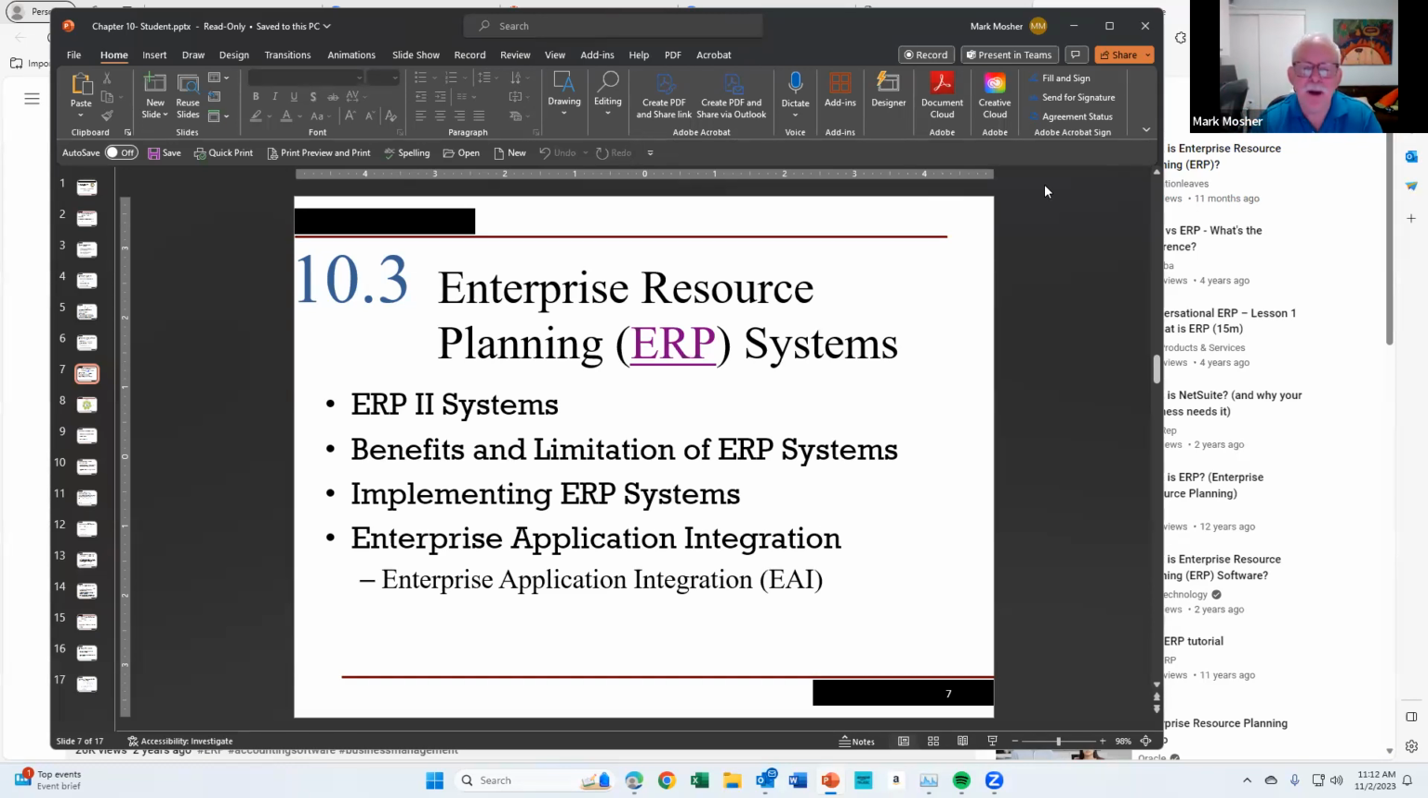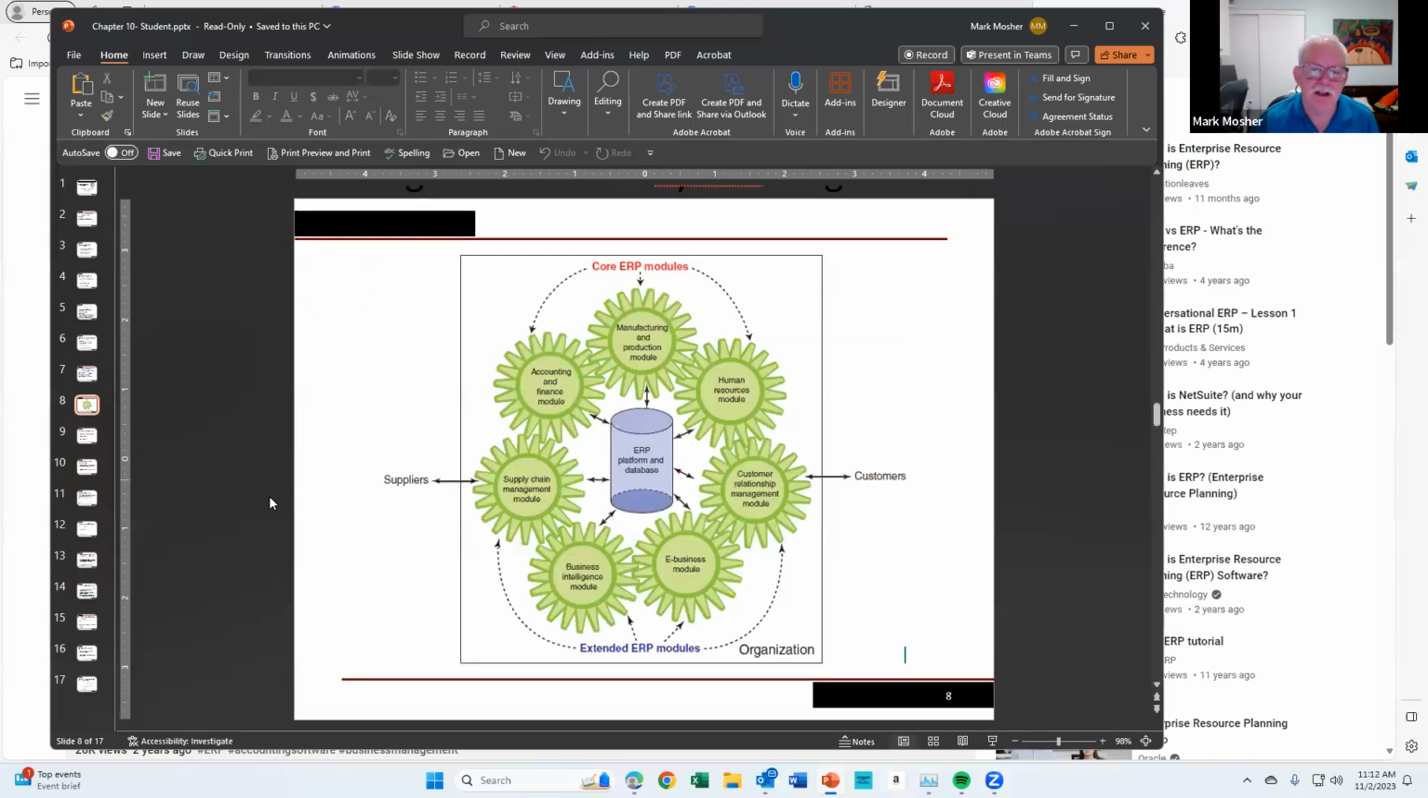ERP systems have been around for several years now, and the goal of them is to have one package that you use for all things. And like I showed, I'm going to jump. The rest of this is kind of a lead-in, so I'm going to jump to this next chart. I think this is easier to talk to from this chart.